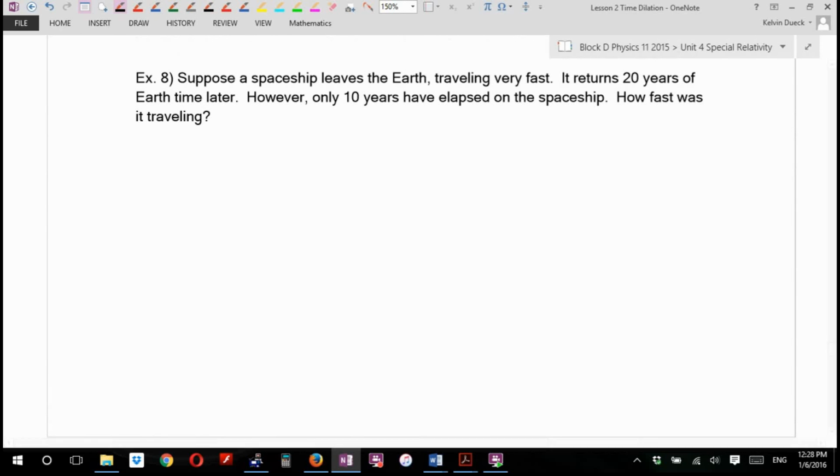Suppose the spaceship leaves the Earth traveling very fast. How fast? Really fast. It returns 20 years of Earth time later, but only 10 years have elapsed on the spaceship. In other words, let's suppose you wanted to have a 2-to-1 time dilation ratio. You wanted Earth time to go twice as fast as your time. How fast would you need to travel?